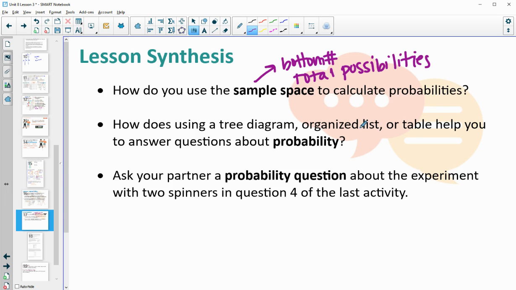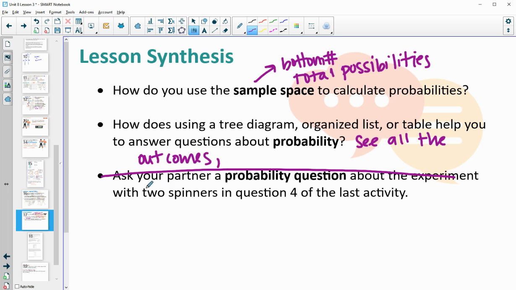And then how does using a tree diagram, organized list, or table help you to answer questions about probability? Same idea. You can actually see all the events or all the outcomes so that you can figure out which ones are in your event. So see all the outcomes, and then you can circle them. Okay, you're able to analyze how many events are happening for the question you're being asked. And then if you're watching this video online, you don't have a partner, so we'll skip that one.